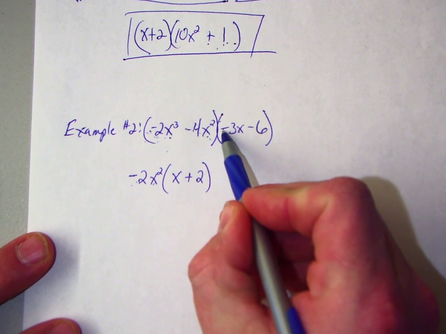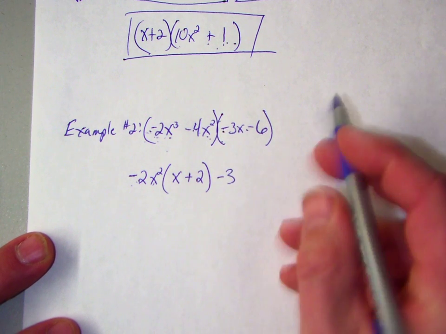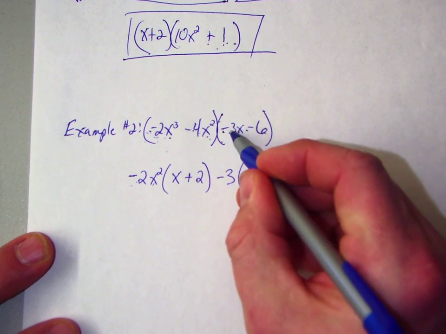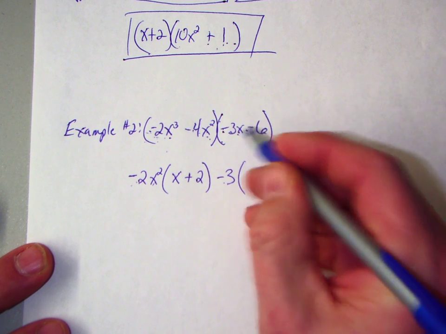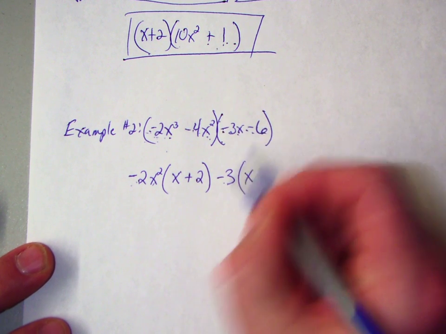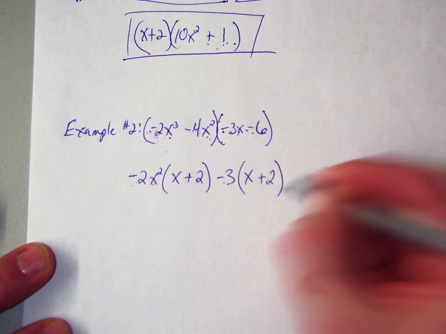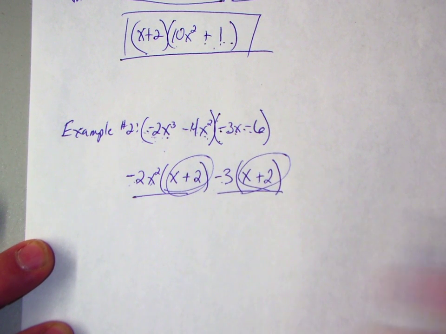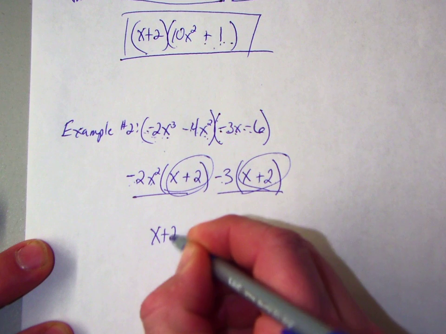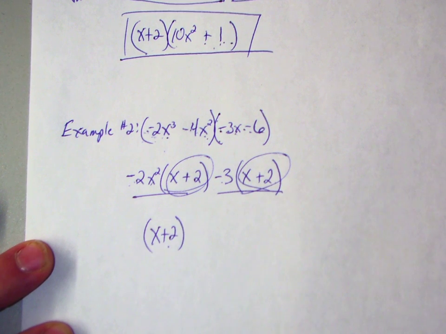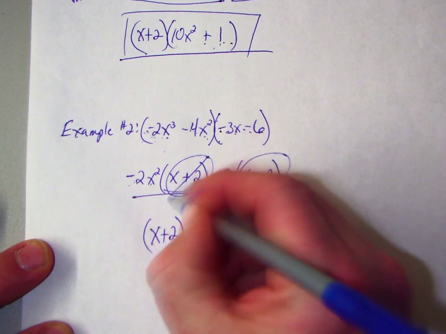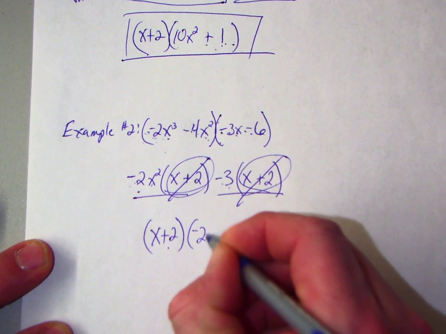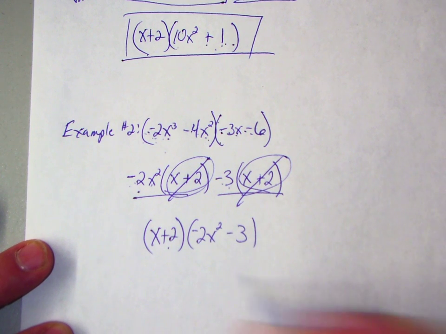Here I can factor out a negative 3. And that's it, because there are no variables in both terms, so it's just factoring out the coefficient. Negative 3 divided by negative 3 is a positive 1, and I'm left with the x. Negative 6 divided by negative 3 is a positive 2. Now you look at these 2 terms, and these right here are the same, so I can factor that out. In other words, I find what they have in common, rewrite it, put it in parentheses, cross them out, and what's left over I put within its own parentheses: negative 2x squared minus 3. And there you go.